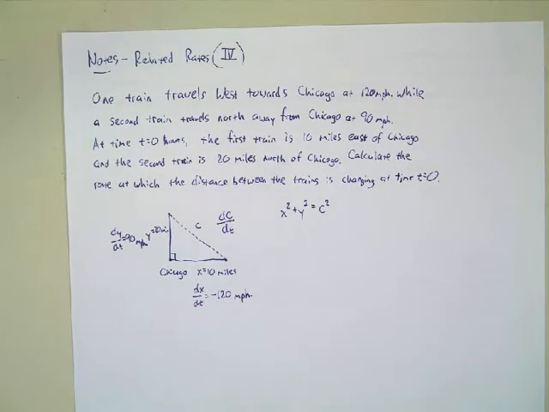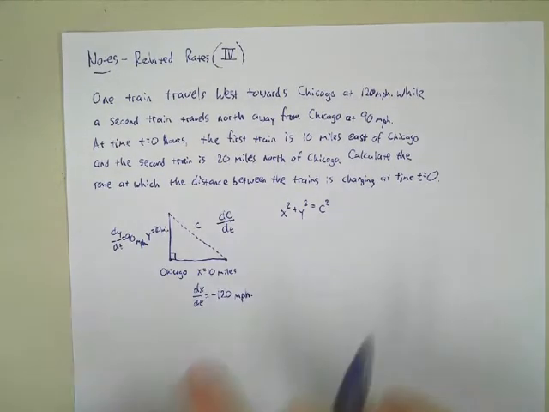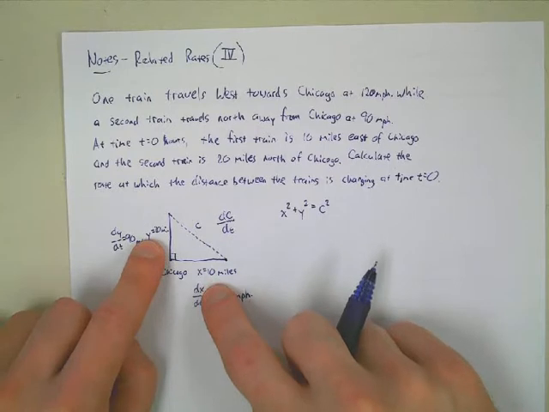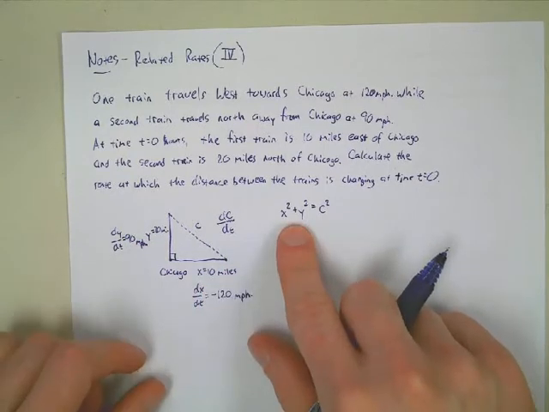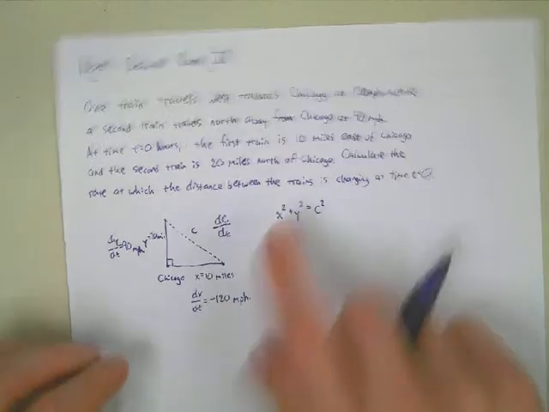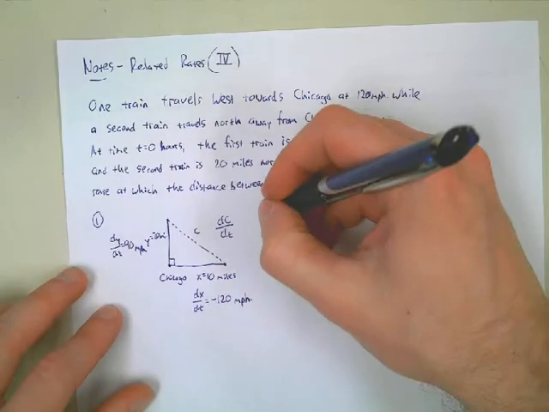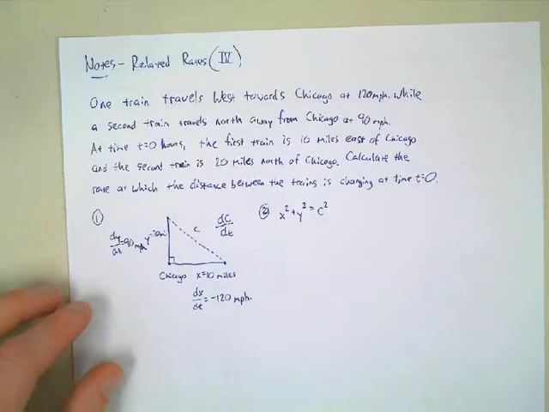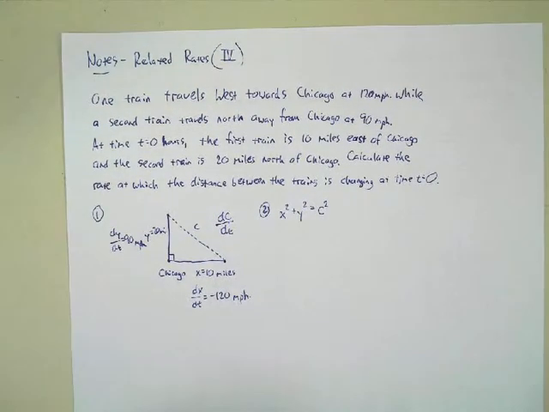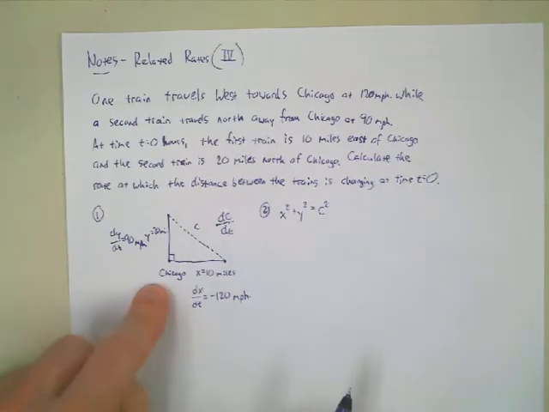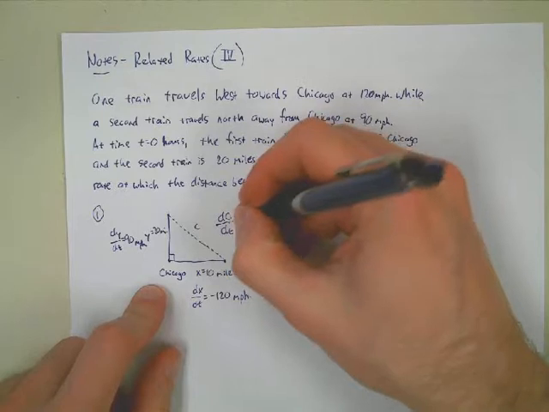Okay. Now, since I know x and y, 10 and 20, should I go ahead and just plug those in right now? No, right. Remember, this is our setup. Here's the equation that relates all those things, using those guidelines that I gave you guys several days ago. So we wrote all of our stuff out. This is what we're trying to find, the dC/dt. We don't plug any numbers in.